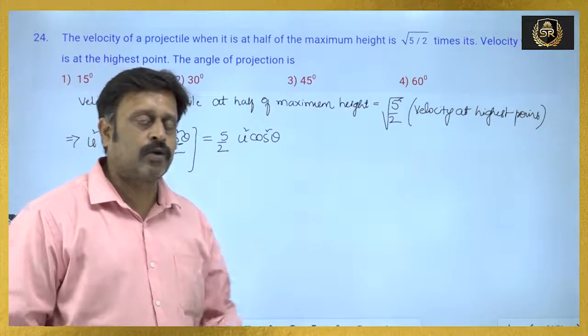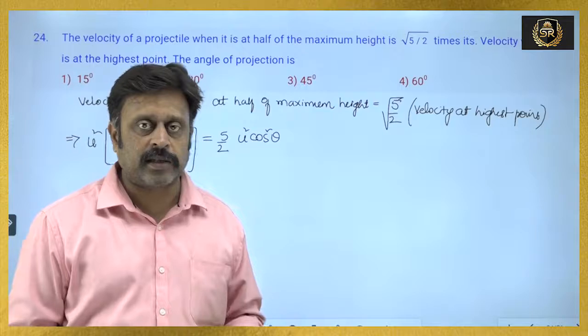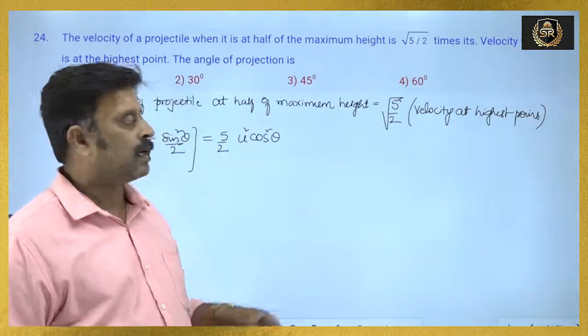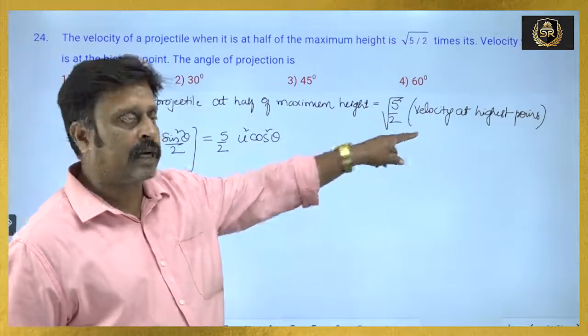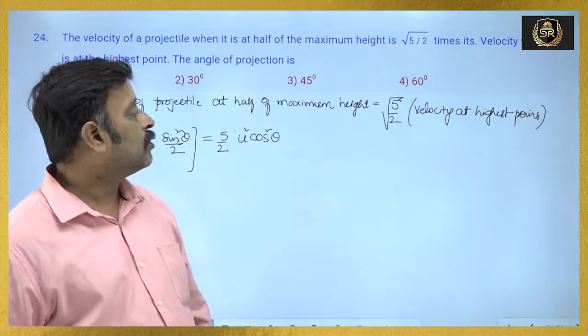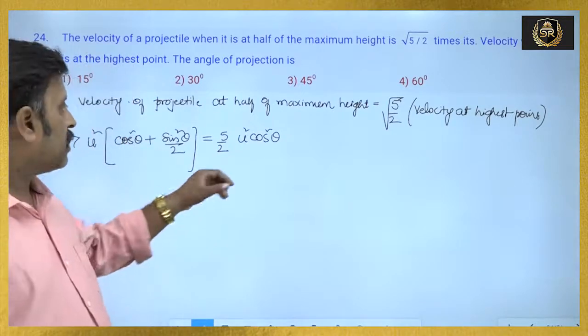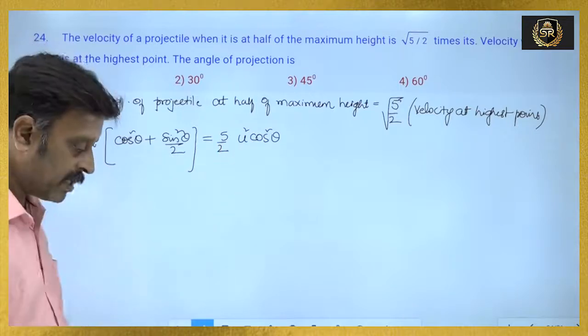theta. It has only a component of velocity in the horizontal direction. The vertical component of velocity, u sin theta, at the highest point of the projectile is 0. That's why the velocity possessed by the projectile at maximum height I have taken as u cos theta. So 5/2 times u square cos square theta.